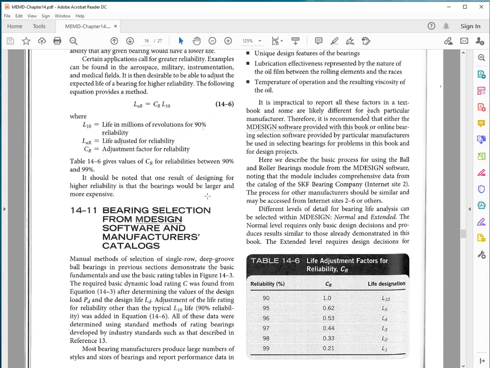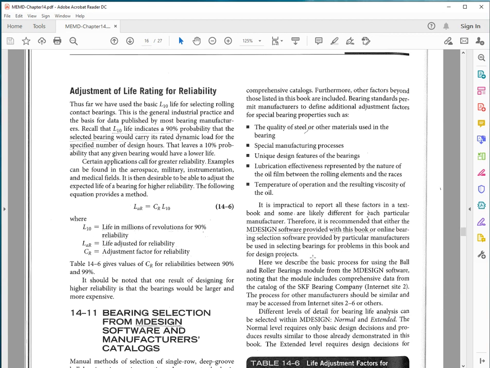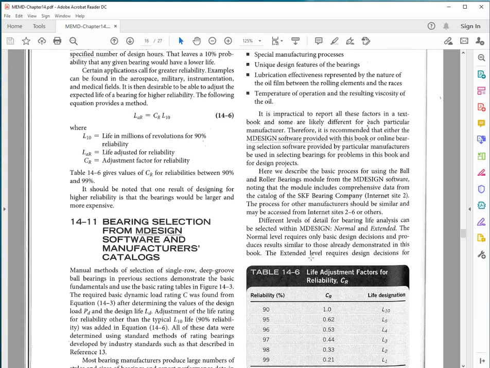And of course, they go hand in hand. So if you reduce the load, then the life increases, and if the life is too short to be satisfactory for the application, you want to go with a size bearing that has a dynamic load rating high enough for the adjustment for reliability to be acceptable. Okay.